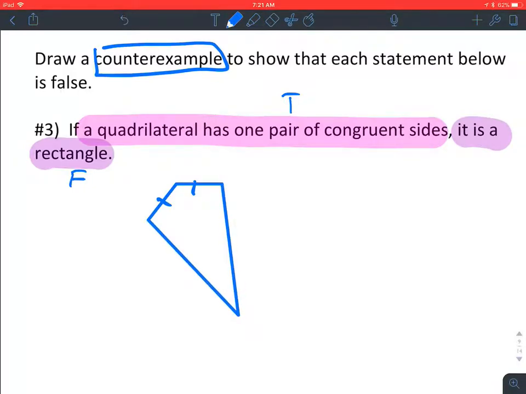Now, to show this is not a rectangle for sure, I need to make sure I have an angle in here that's not 90 degrees. So this is a great counterexample. Makes the first part true. It's a quadrilateral with one pair of congruent sides. Actually, to make this more clear, we only want one pair of congruent sides. So let's say that this is 5 and this is 6. And is a rectangle, has to be false, and this is clearly not a rectangle because there's 20 degrees in there.